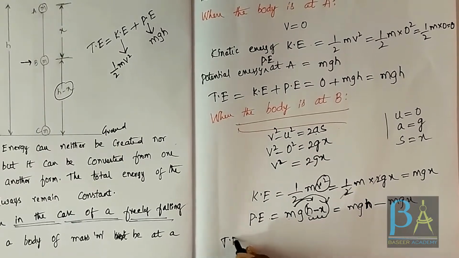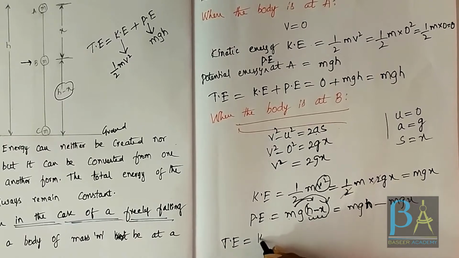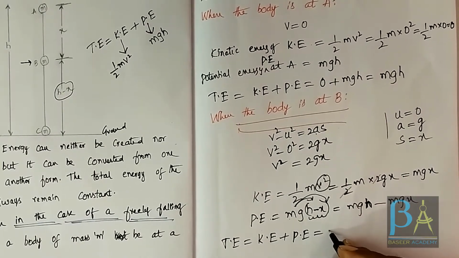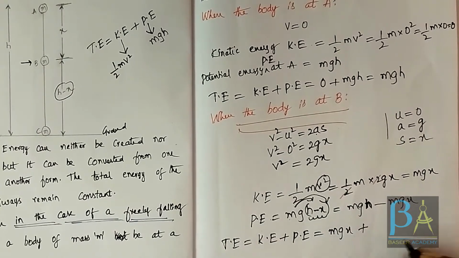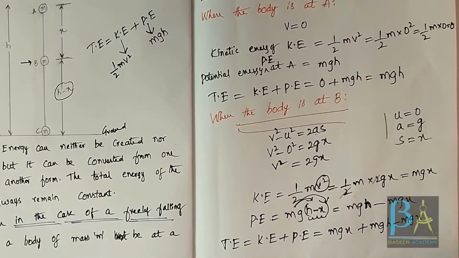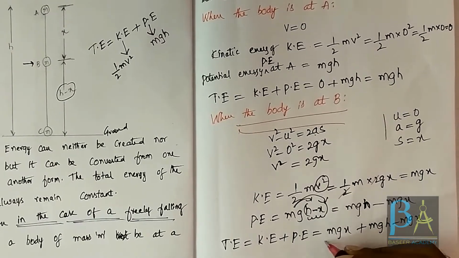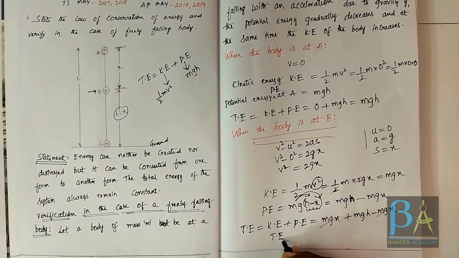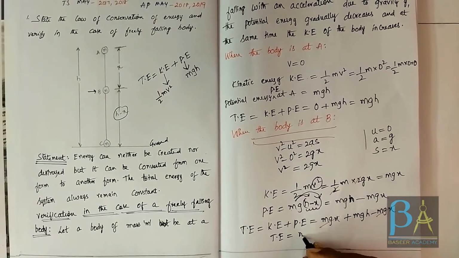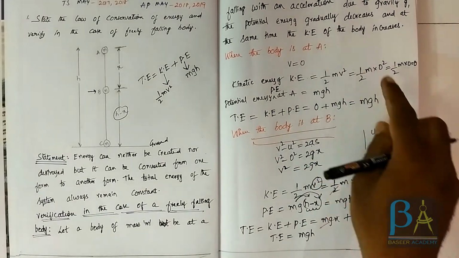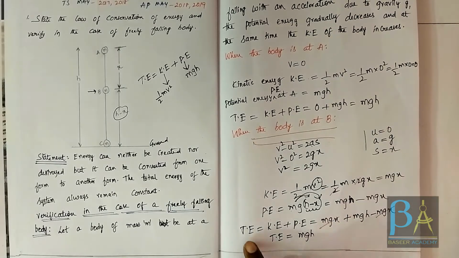Now the total energy is going to be, again, the kinetic energy plus the potential energy. The kinetic energy here is mgx plus the potential energy is mgh minus mgx. Now, plus mgx and minus mgx cancel out, and I end up getting the total energy as mgh again at point B. So the total energy at point A was mgh, and the total energy at point B is also mgh.